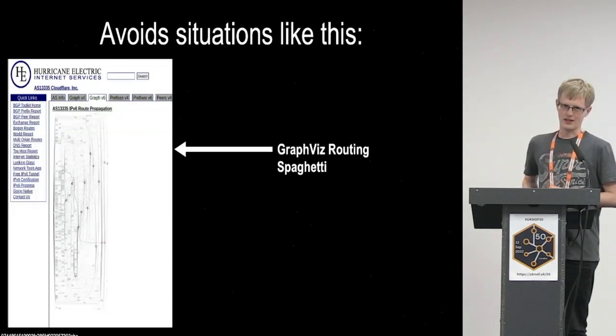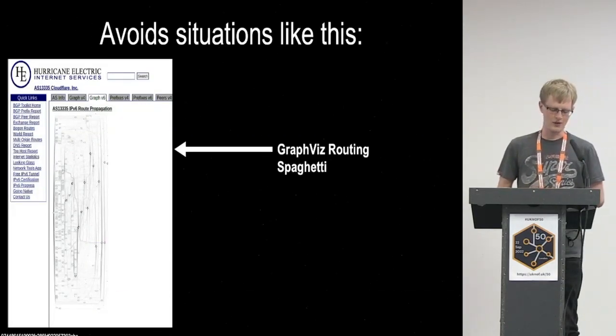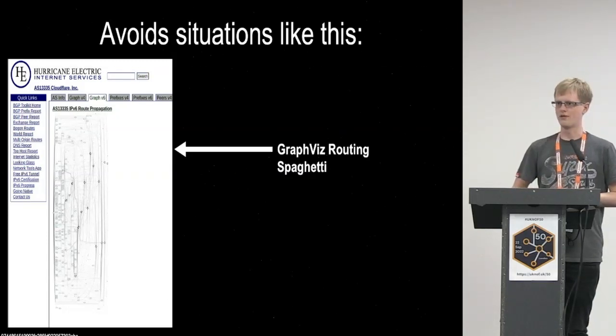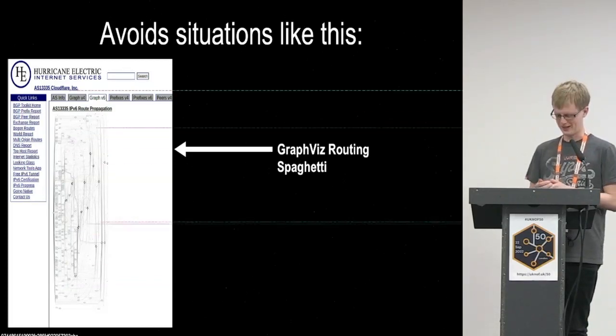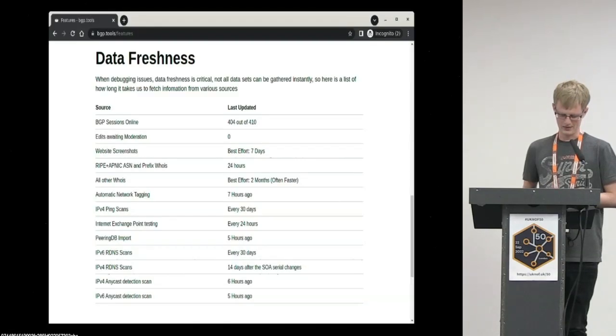It avoids situations like this, like on the Hurricane Electric site, where if you take a very big ASN and click the graph, you get what I call graph-ist routing spaghetti, which is completely unreadable, intimidating, and not really worth bothering with.